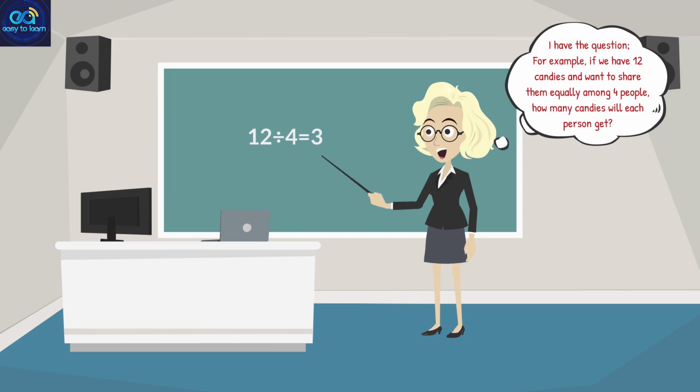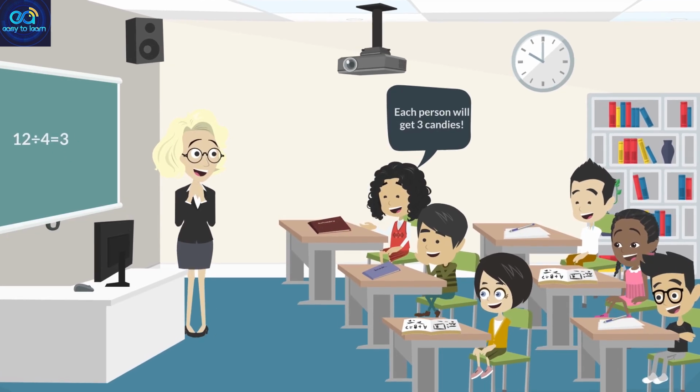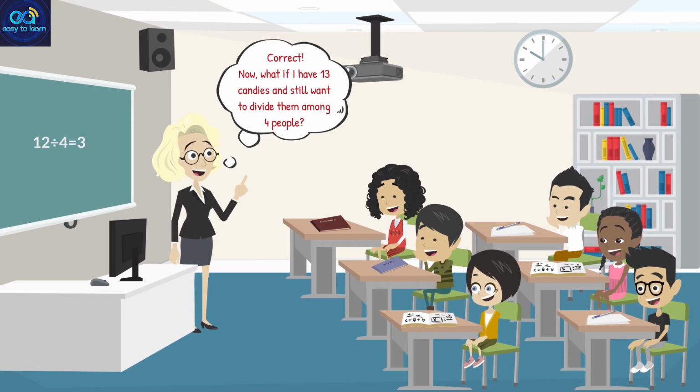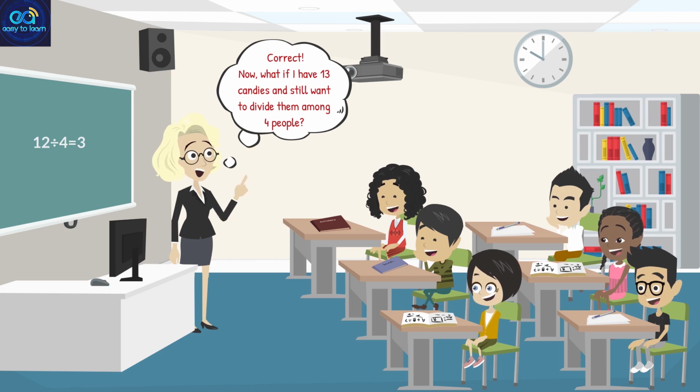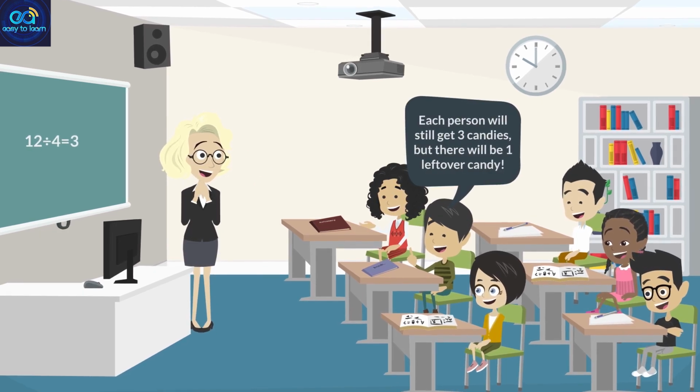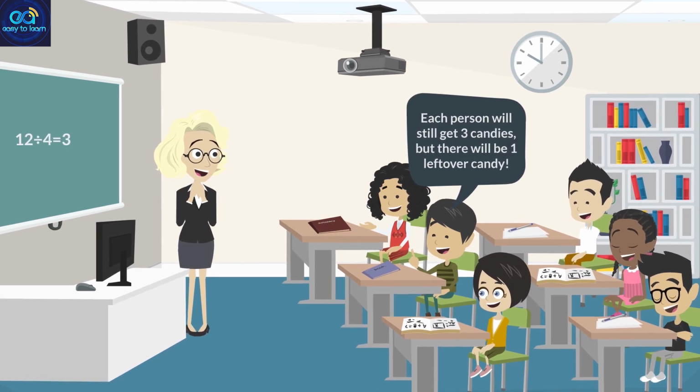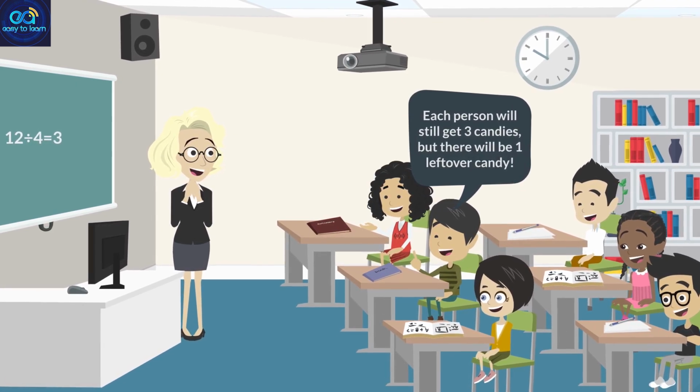I have a question. For example, if we have 12 candies and want to share them equally among 4 people, how many candies will each person get? Each person will get 3 candies. Correct. Now, if we have 13 candies and still want to divide them among 4 people, each person will get 3 candies, but there will be 1 leftover candy.